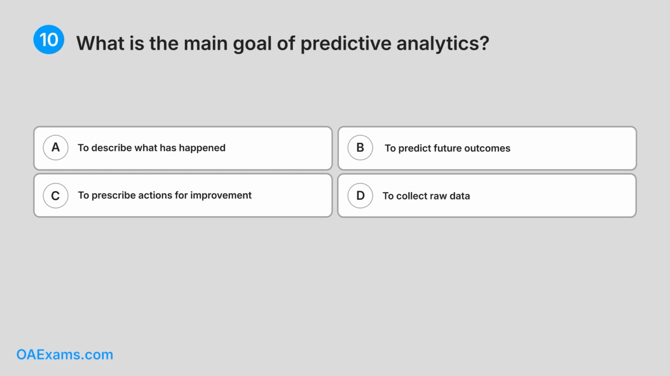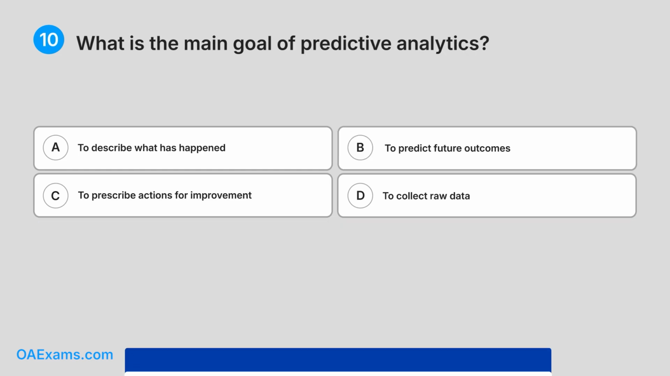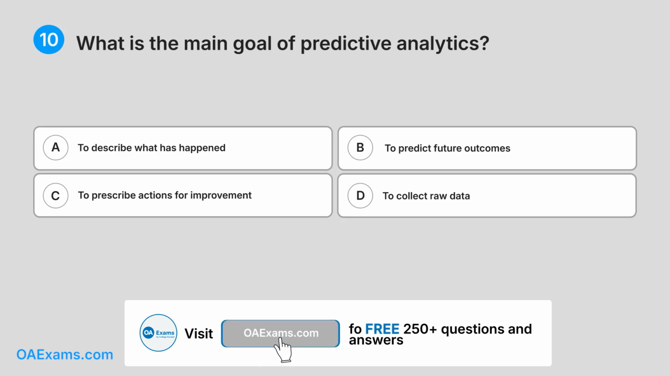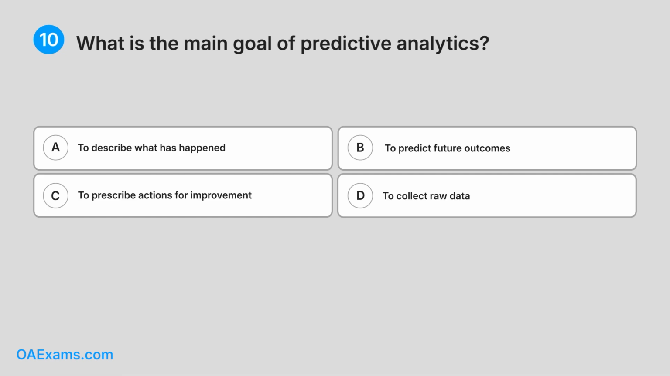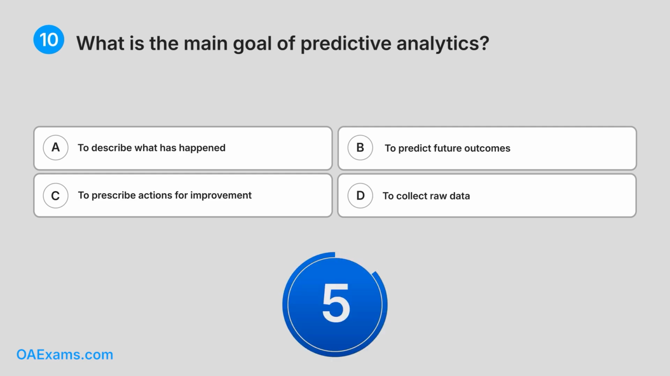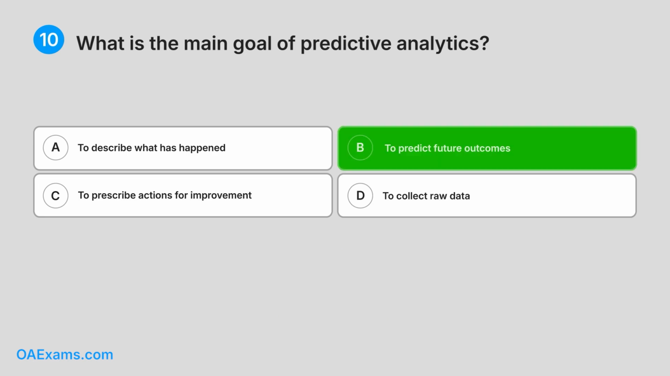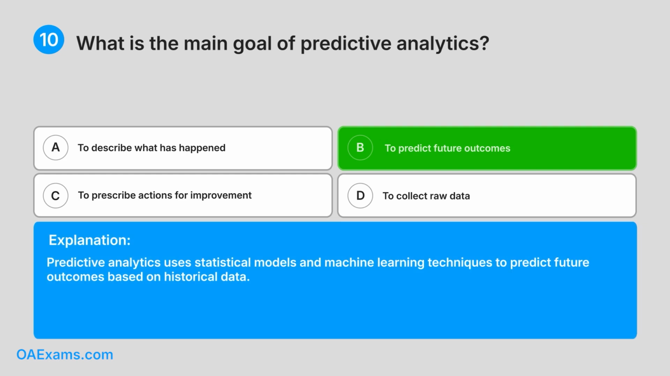10. What is the main goal of predictive analytics? A. To describe what has happened. B. To predict future outcomes. C. To prescribe actions for improvement. D. To collect raw data. Do you know the answer? Correct answer: B. To predict future outcomes. Explanation. Predictive analytics uses statistical models and machine learning techniques to predict future outcomes based on historical data.